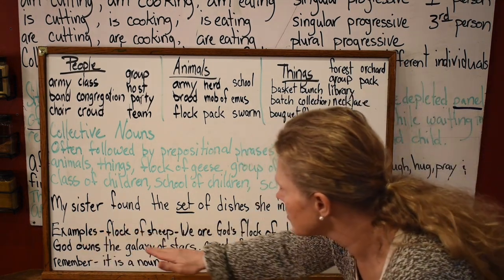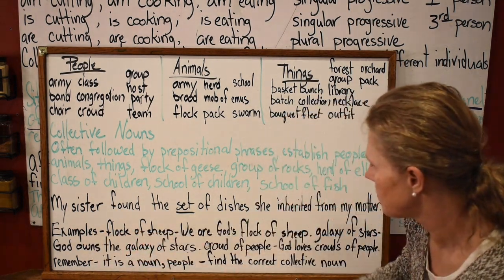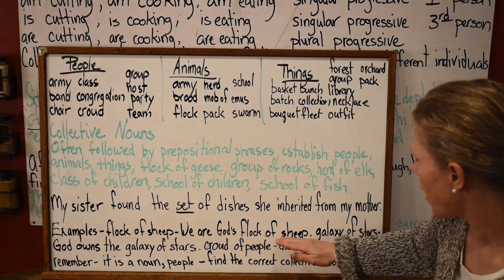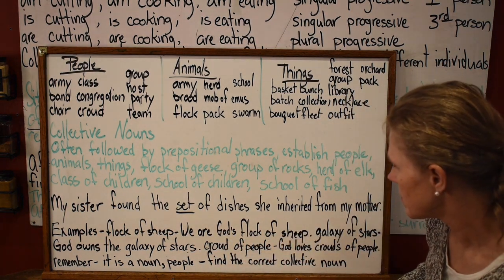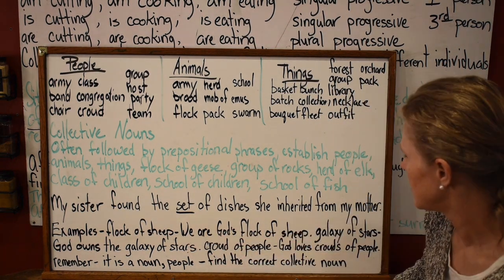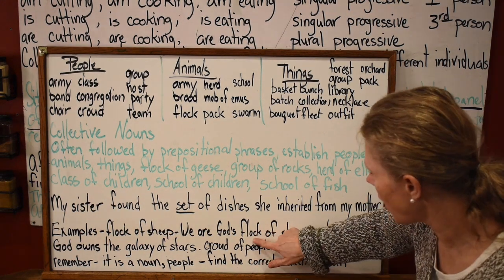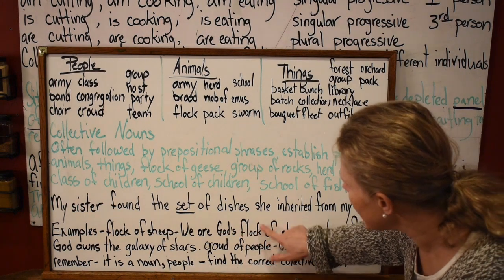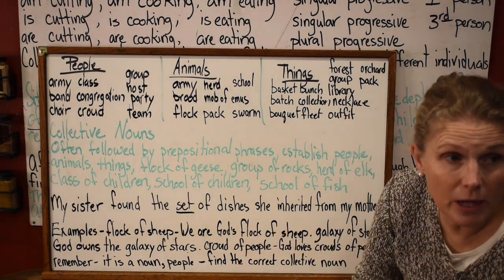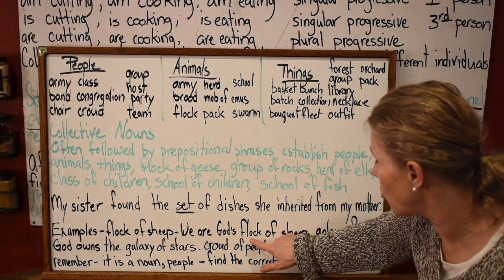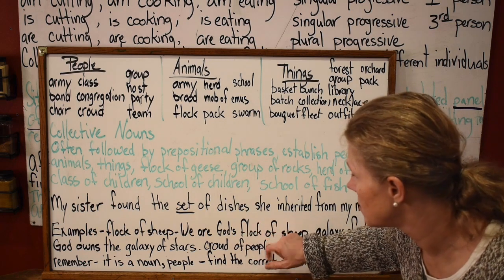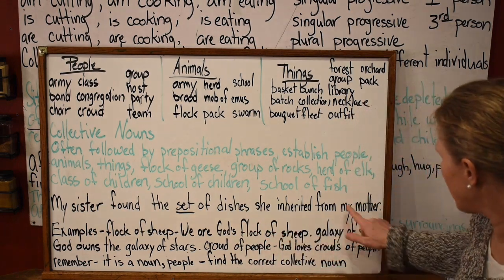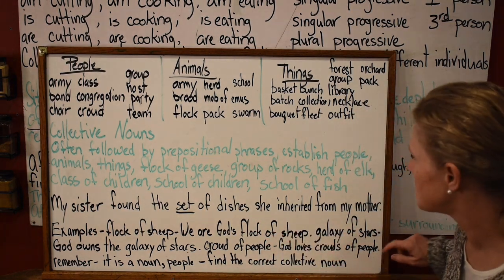Now, some more examples. A flock of sheep. So we are God's flock of sheep. So what do you have here? What's flock here? Flock is a predicate nominative. Of sheep is describing flock. So right here, we do not even need to worry about it when it's sitting in one of those noun positions.